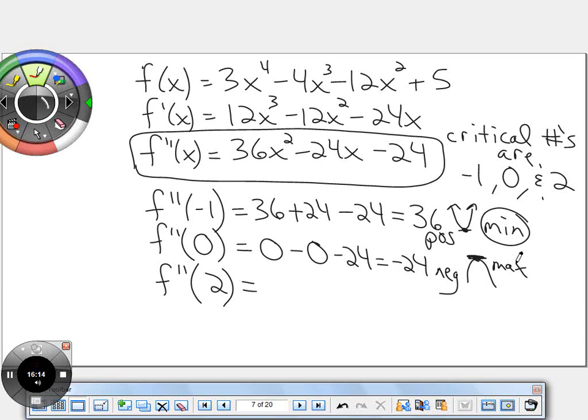Then if you plug a 2 into the second derivative, it's also positive. Let's say I just plug it in. I know for a fact it's going to be positive. If that's positive, then again, it's concave up. That means if I found a spot where the first derivative equals 0, then I found a minimum. So it's the same thing we found before: a minimum at negative 1 and 2, and a max at 0. All right?